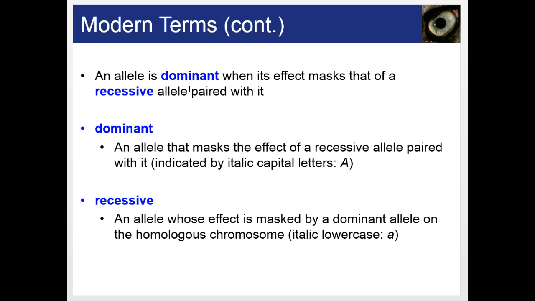An allele can be dominant when it masks that of a recessive allele that's paired with it. So for instance, going back to the letters that I've been using, capital A would be the dominant allele, and lowercase a would be the recessive allele. And if you were heterozygous, big A, little a, then you would show the dominant trait, and the little a would be masked. You would be a carrier of that and maybe not even know it.